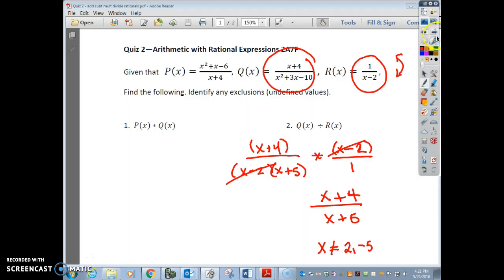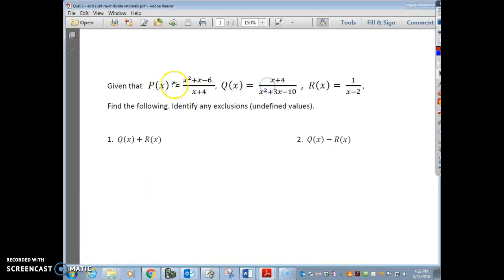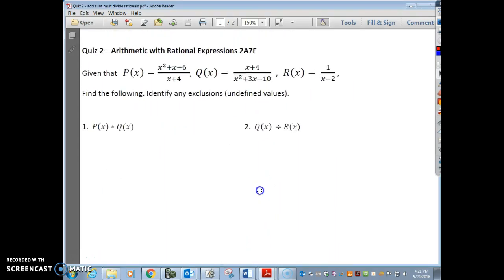Let's keep going. Number three says, given P, Q, and R. Is it the same ones?